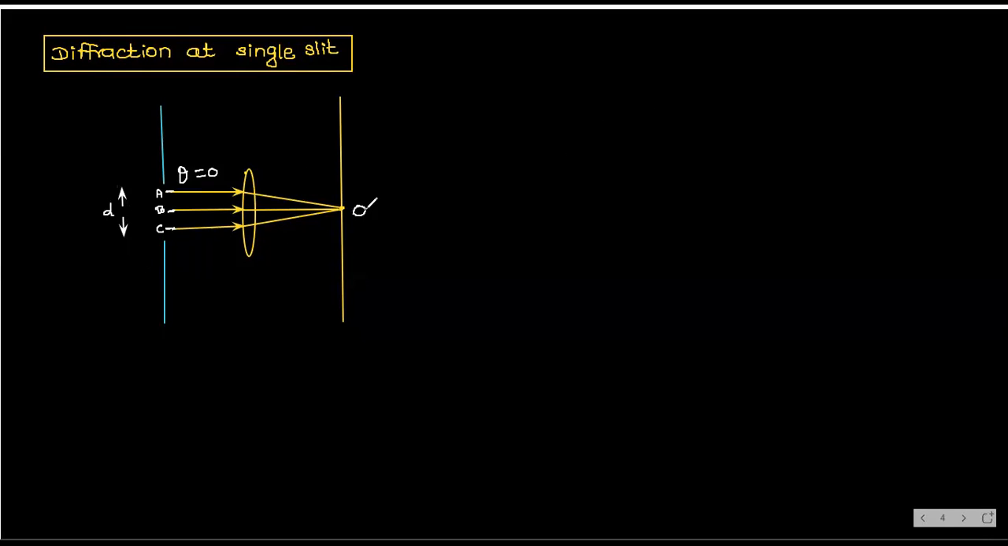And this point is point O, and this one is the screen. As usual, the distance between this screen and this slit is how much? Capital D. Right.